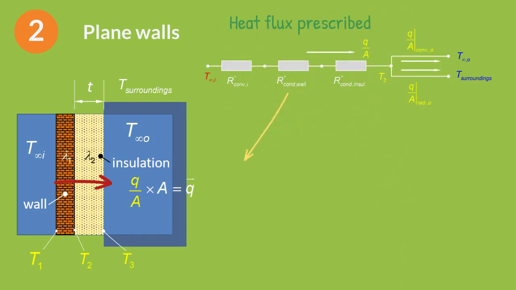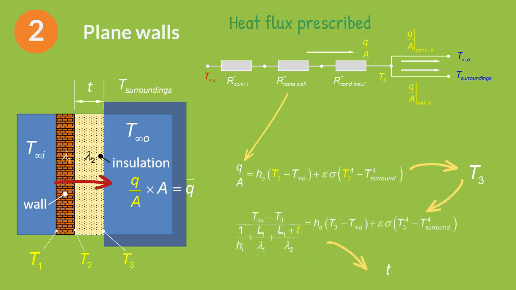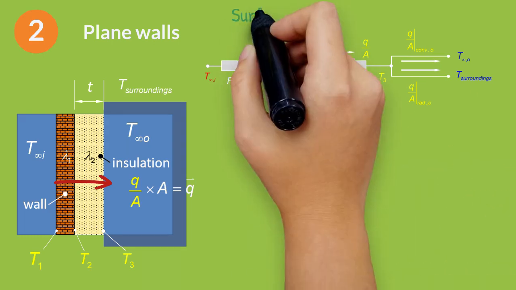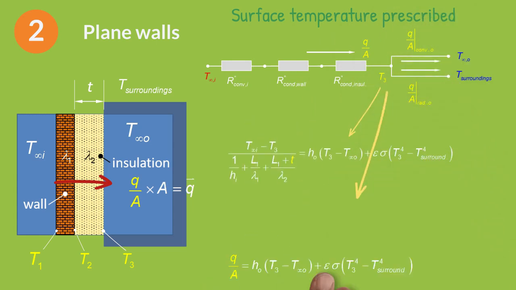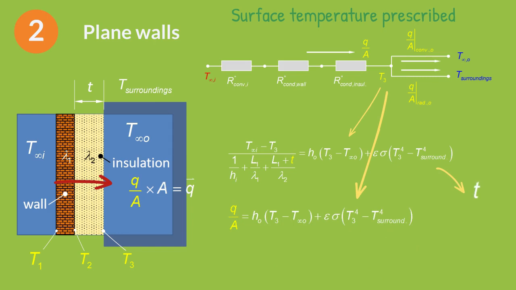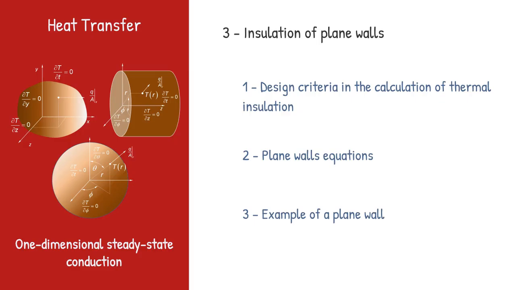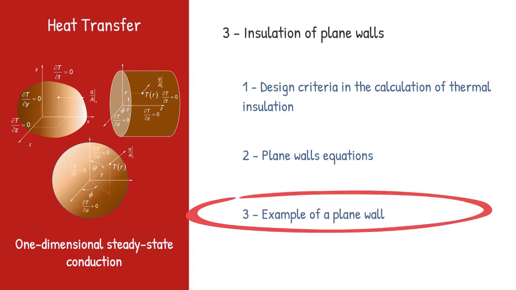If the heat flux is prescribed, we can calculate the surface temperature and the thickness of insulation needed. If the surface temperature is prescribed, we can calculate the heat flux and the thickness of insulation needed. Let's use these equations to calculate an example.